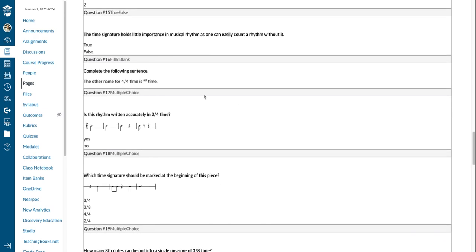Number 16, the other name for a 4/4 time signature would be common time, or we also write it like this. So a C, that equals 4/4. So that is also called common time, C-O-M-M-O-N.